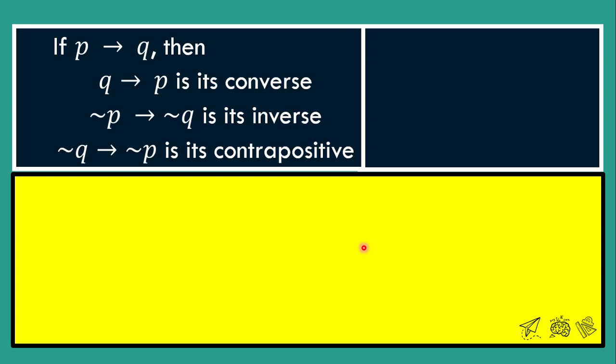Now, when it comes to conditional propositions, take note that there are different forms. We can have its converse, wherein we interchange the premise and the conclusion. Another one is the inverse, wherein we have the negation of the premise and the conclusion. We're not going to interchange them, but we're going to negate them. Lastly, we have the contrapositive, wherein we interchange the premise and the conclusion, and at the same time negate them.